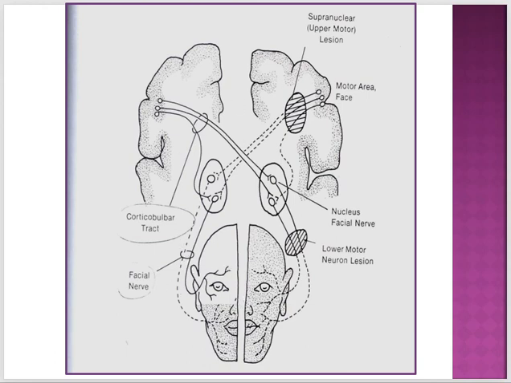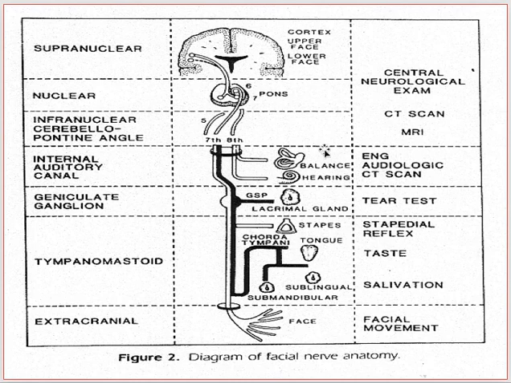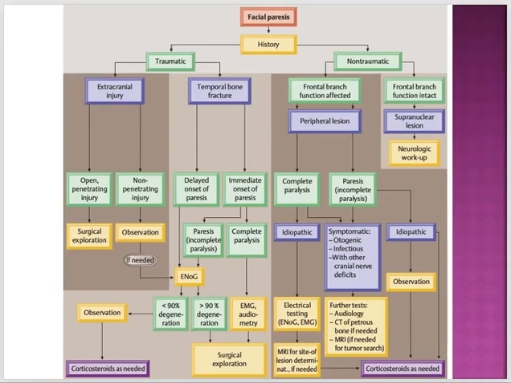So anyhow, guys, this is what happens in facial nerve palsy. These are all the tests which we can do, and you can go through the slide. You can check. The things are easy, they are not difficult, right? The slide is very extensive. You can see a lot of things. Extracranial injury can be there, temporal bone fracture can be there, and non-traumatic, there could be frontal branch function affected or frontal branch function intact.